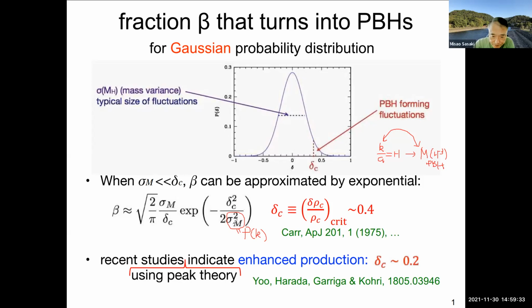So this is how you get it. Now you see, since this is of order one, from all the work by Carr and even from some fairly recent discussions, people arrived at the conclusion that this critical value should be something like 0.4 or so. Anyway, it's order one.